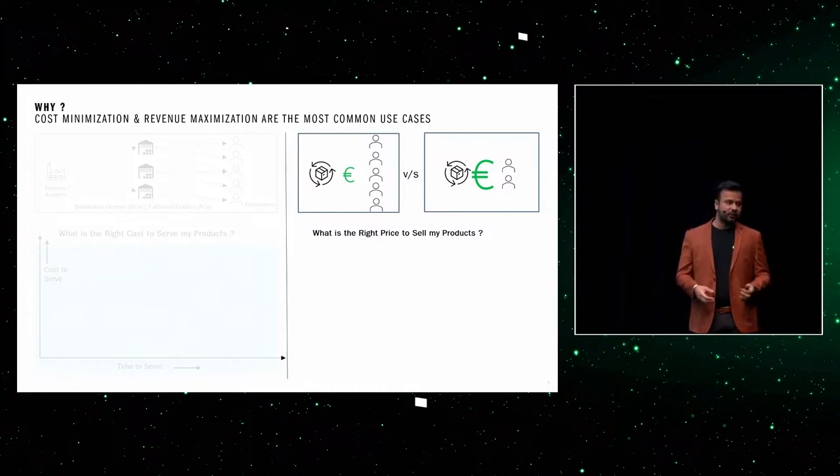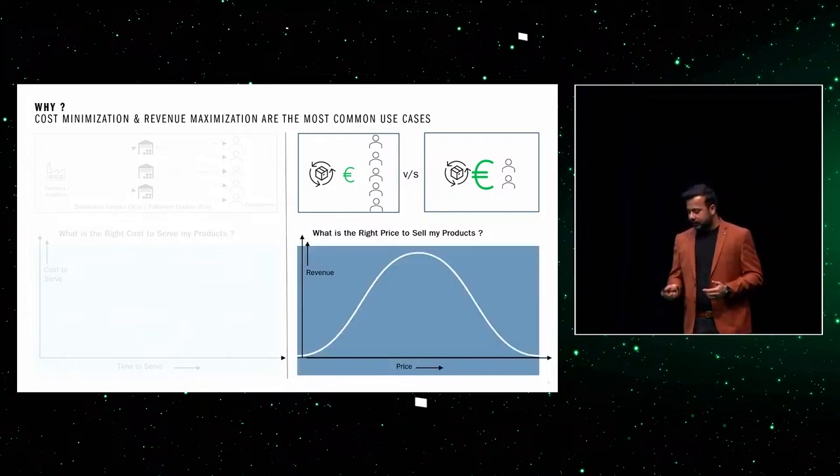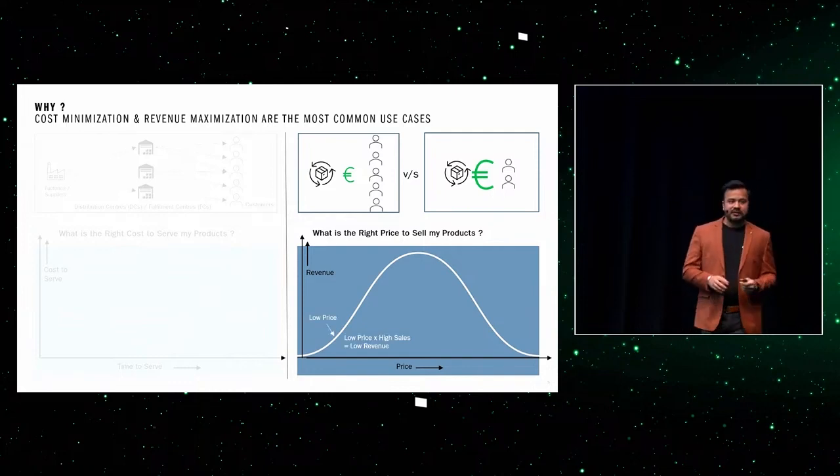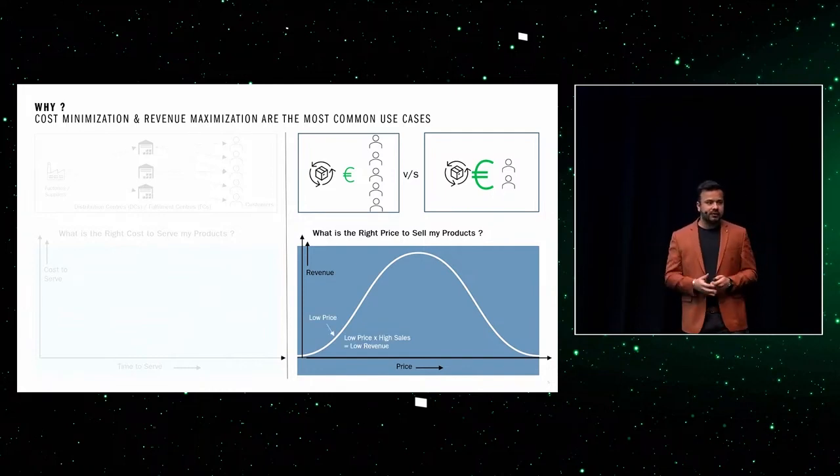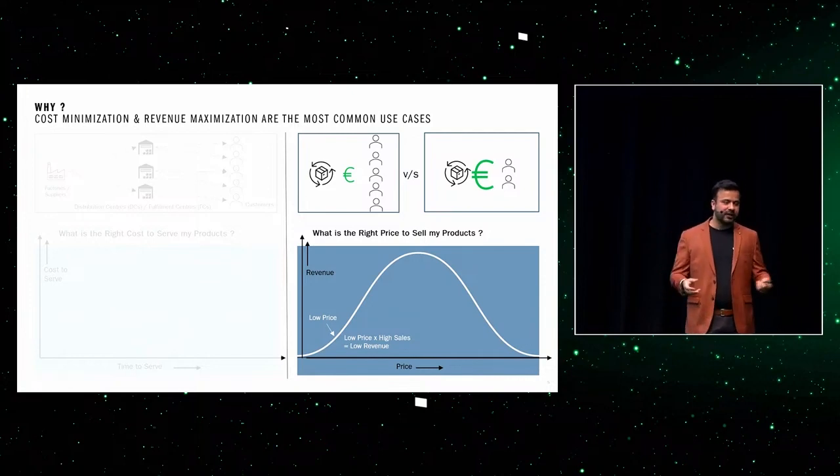Now that we know what is my right cost to serve, we should also see what is the right price to sell my products. And again, we draw a diagram between the revenue and the price, and we draw a graph, and we again see a bell-shaped diagram. Because if we keep a very low price, let's say a standard product, non-luxury, if you keep a very low price, you will get higher sales. But at the end of the day, you will still get a lower revenue because you kept a low price.